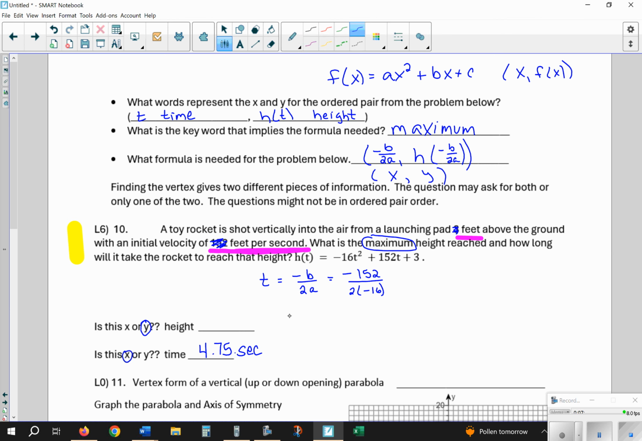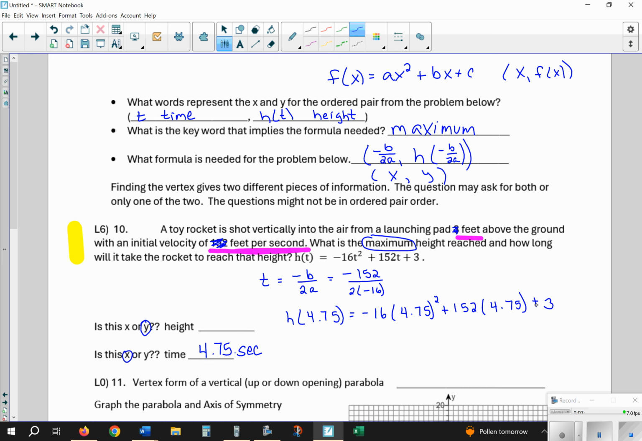So function notation, my height at 4.75 seconds is going to be negative 16 times 4.75 quantity squared plus 152 times 4.75 plus 3.